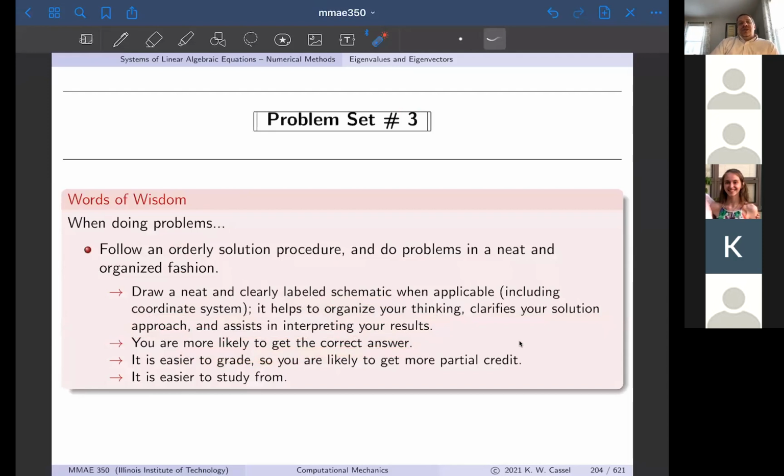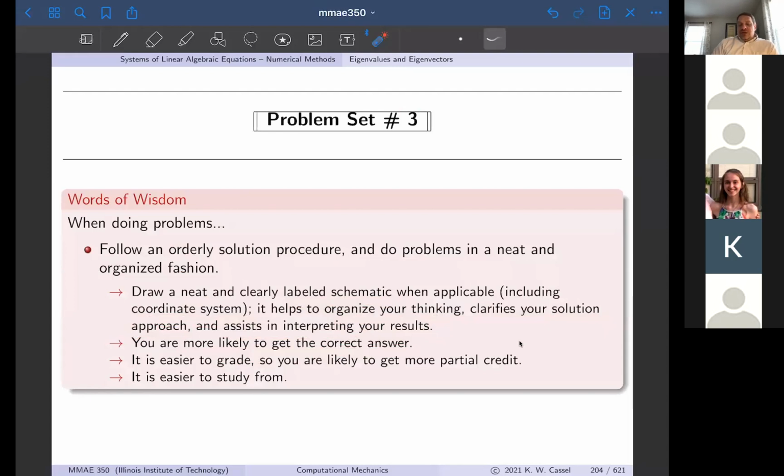And I can't tell you how many times, and of course you guys will argue with me, but I can't tell you how many times that this is the case. So just following a neat and organized procedure, even though it may take a little bit more time, and also maybe takes a little bit more paper, it will be more likely that you'll get the correct answer.